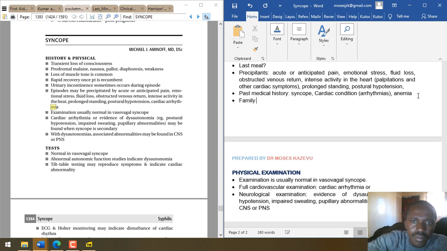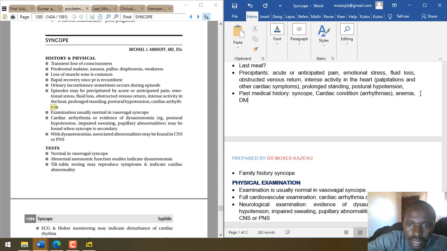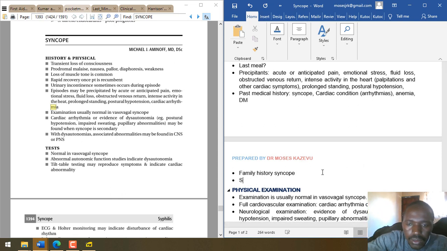Family history of syncope. Diabetes is also another cause of dysautonomia, so we can actually put that here. And social history. So their occupation is also important. Imagine they're a soldier. So their occupation, what else could be important? Smoking and alcohol.